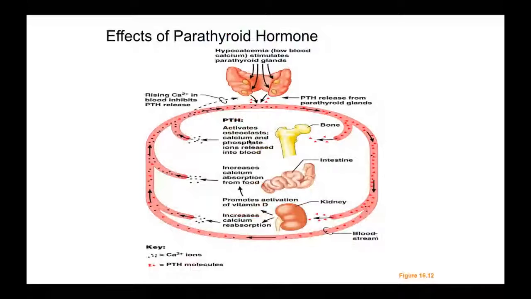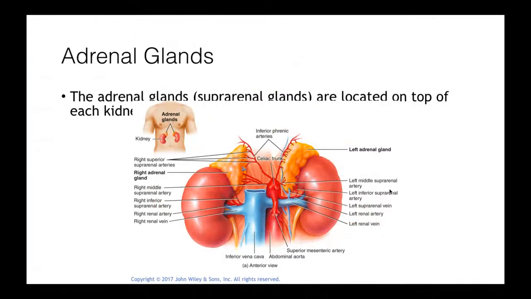Okay, we are going to talk about the adrenal glands. Now, if we look at this picture here, we can see the kidneys, and above each kidney, we could see a left adrenal gland and a right adrenal gland. Sometimes they are called suprarenal glands. Supra for above, renal for kidney.